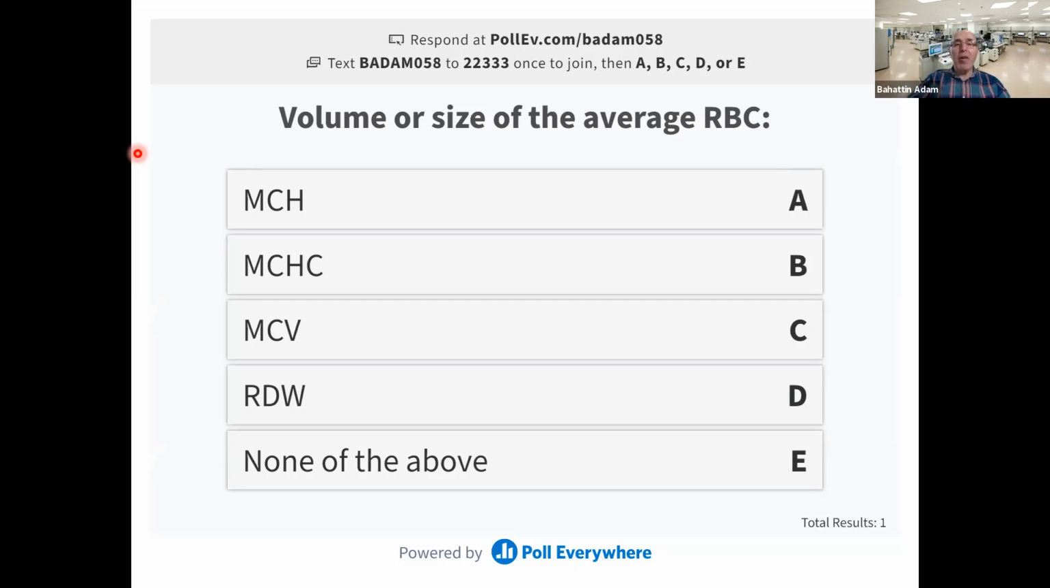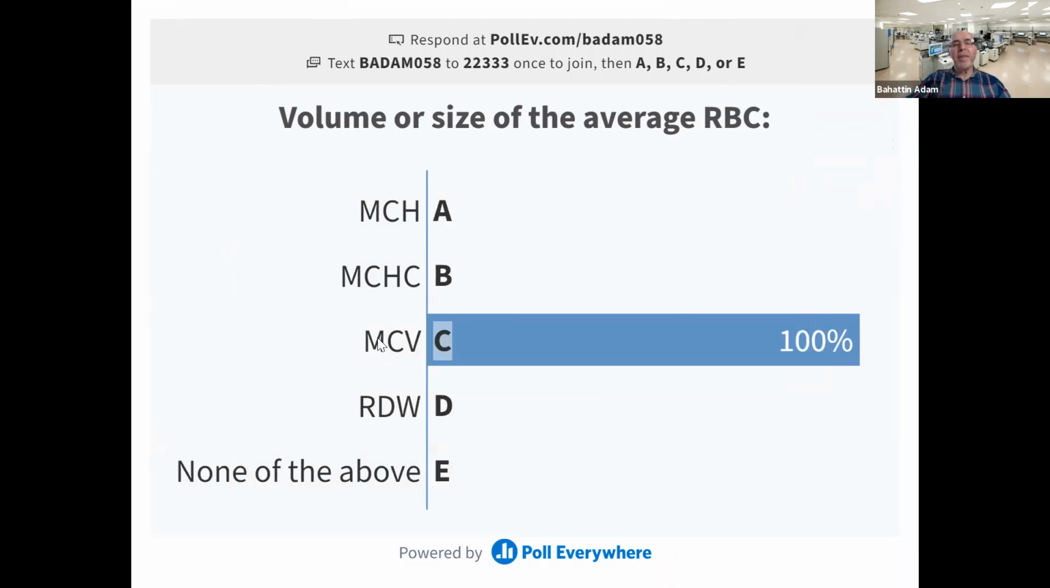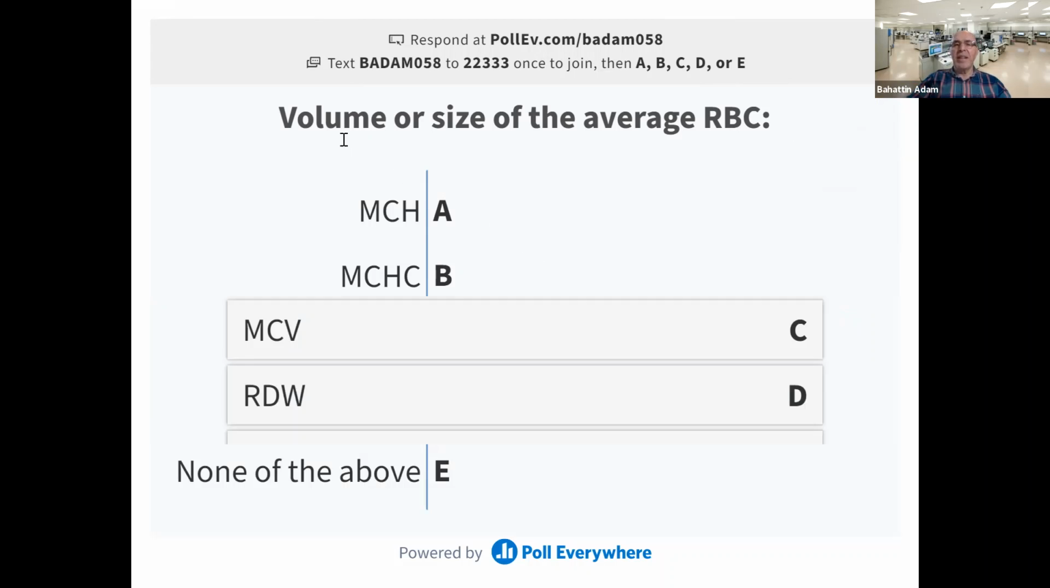No worry. Volume, okay, and you see the V only in one option, right? Mean corpuscular volume indicates the volume of the red blood cells.